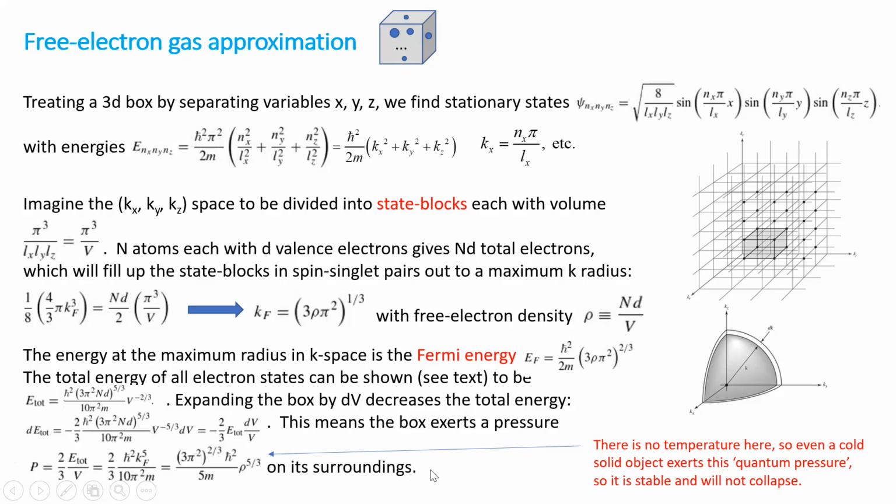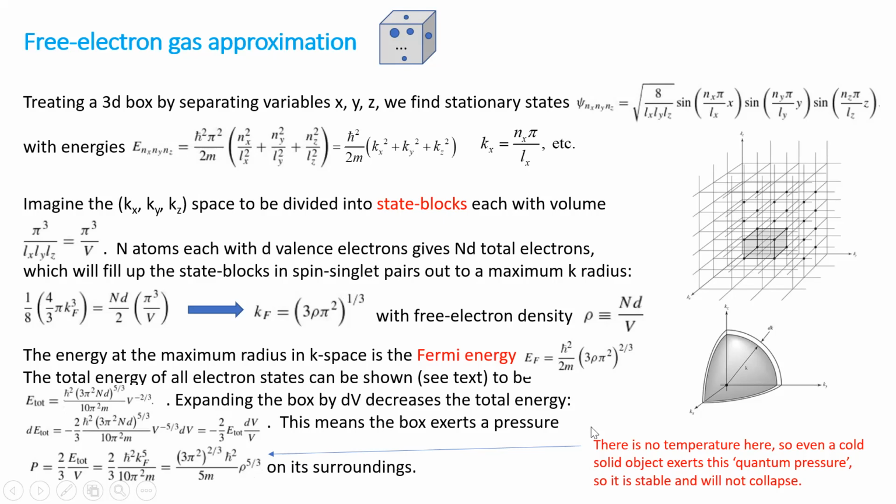Even if we cool something down to very low temperature, it's going to exert this quantum pressure on its surroundings. If we take a solid and make it very cold, it doesn't vibrate very much, and there's not much thermal energy in it. So you might think if we put a weight on it, it would collapse. But because of this so-called quantum pressure coming from the Pauli exclusion principle, the solid remains stable and won't collapse. So the free electron gas can explain the stability of solids, and why they don't collapse even at low temperature.